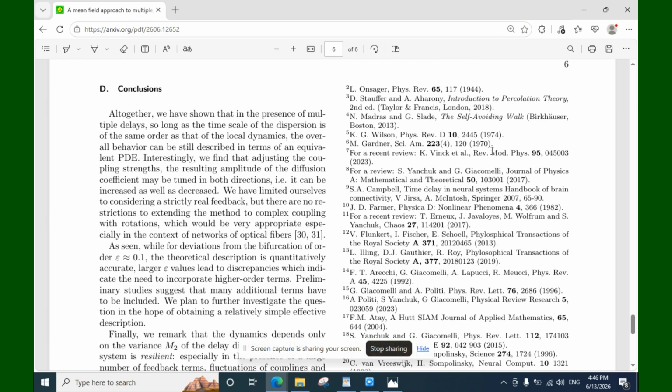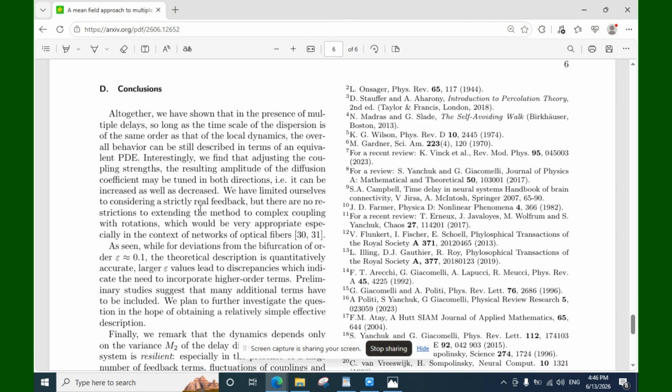Now I want to go through the conclusion section. Altogether, we have shown that in the presence of multiple delays, so long as the time scale of the dispersion is of the same order as that of the local dynamics, the overall behavior can still be described in terms of an equivalent PDE. Interestingly, we find that by adjusting the coupling strength, the resulting amplitude of the diffusion coefficient may be tuned in both directions. For example, it can be increased as well as decreased.